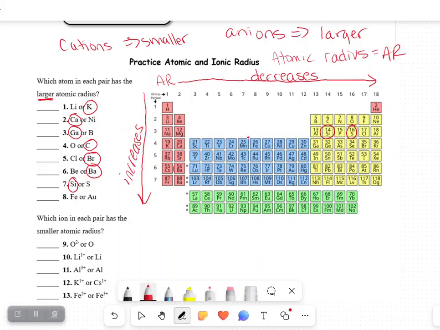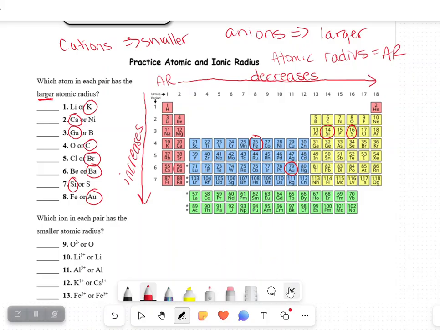And lastly, we have iron and gold. Gold is farther down the periodic table, so we're adding energy levels here. This might not be obvious since we know that iron is farther back, so that means it could be larger, but because we're adding energy levels, gold having 6, being in period 6, it's actually going to have the larger radius. Okay, so now let's look at the ions themselves.